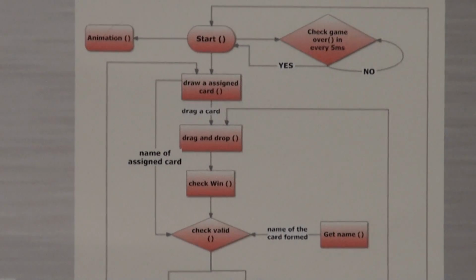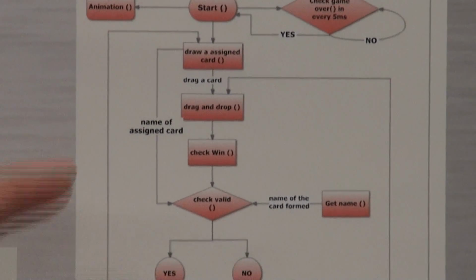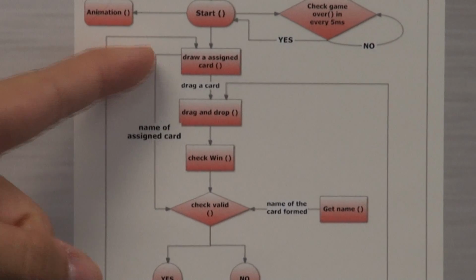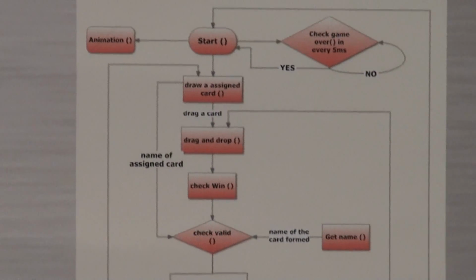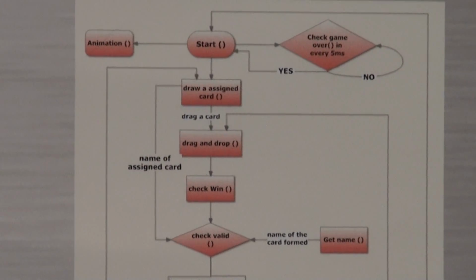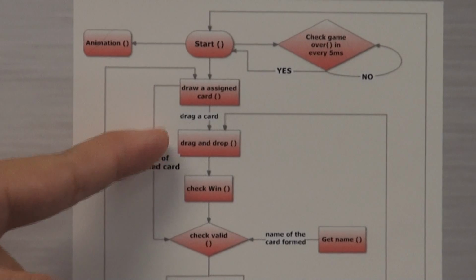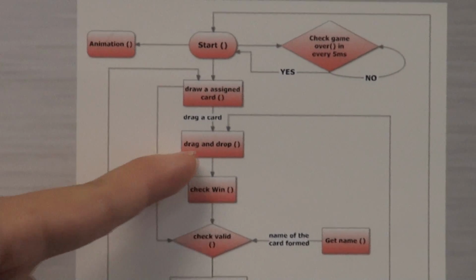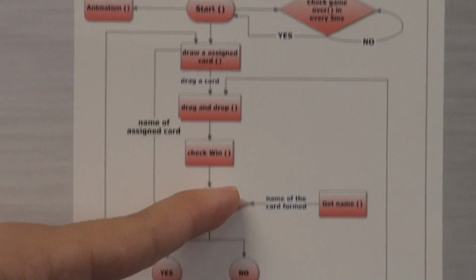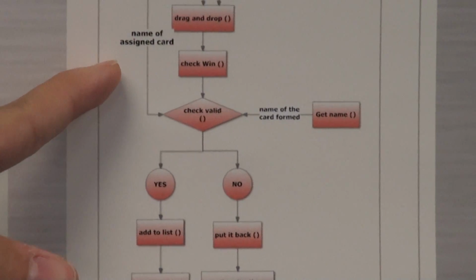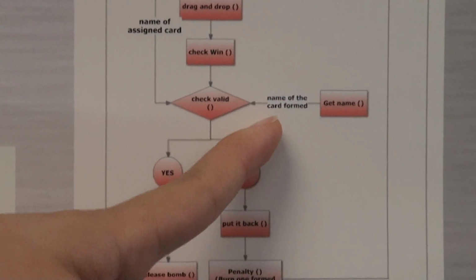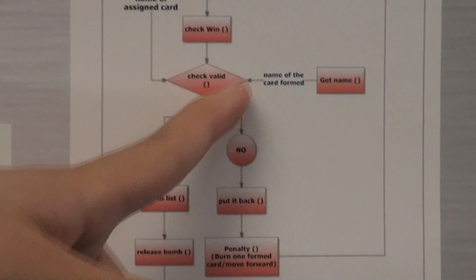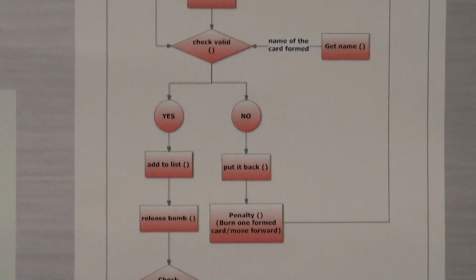Because each level has its own mission, the Chemist will generate an assigned card for students to answer. By answering the question, students need to drop a card here by calling the drag and drop function and also the check win function. By inputting the name of the assigned card and the name of the card formed into the check whether function, they will see whether it is correct or not.